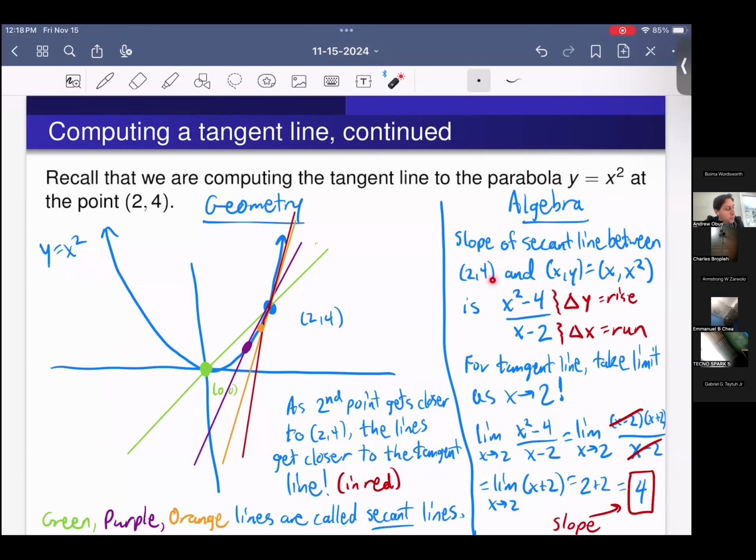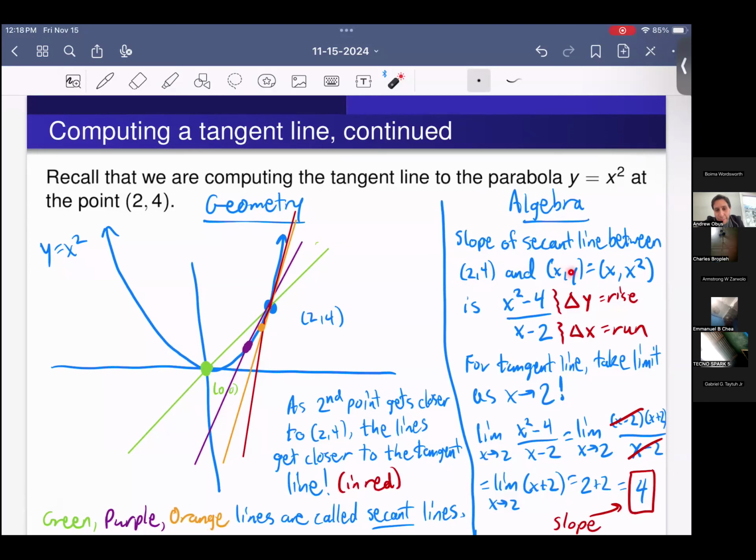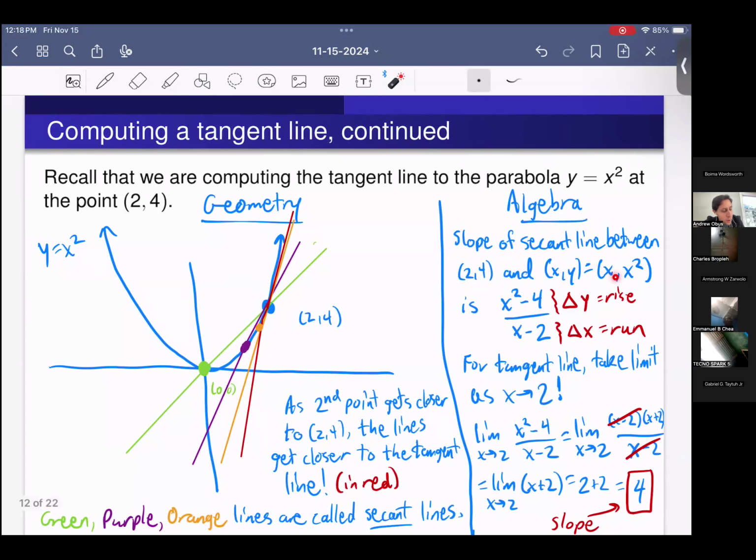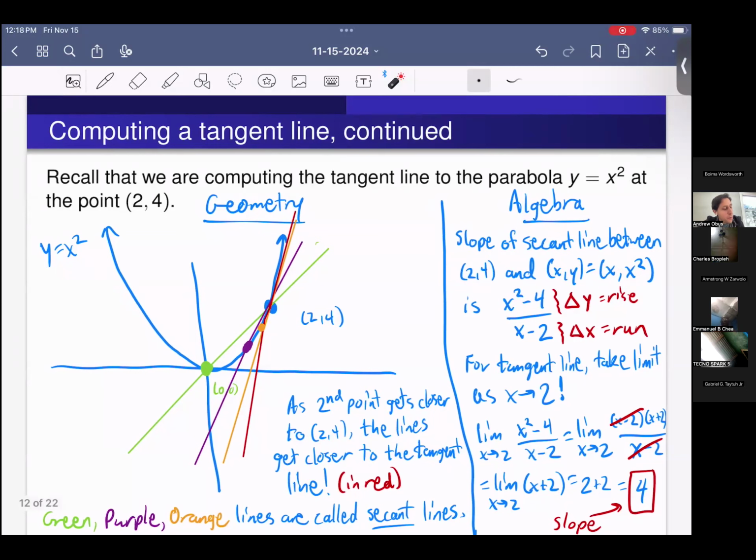So this is the setup over here. If I have a point (2, 4) on the graph, and I have some other point (x, y) on the graph, that's also (x, x squared), I can calculate the slope of the line between (2, 4) and (x, x squared), right? If I take another point on the graph, I have 2 points. And so I can do the slope. And so that slope here between (2, 4) and (x, x squared) is going to be x squared minus 4 divided by x minus 2. This is the standard way of doing the slope if I have 2 points.